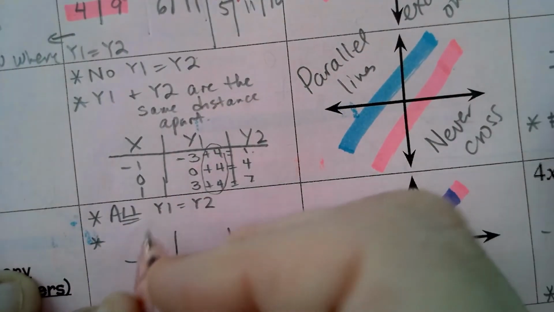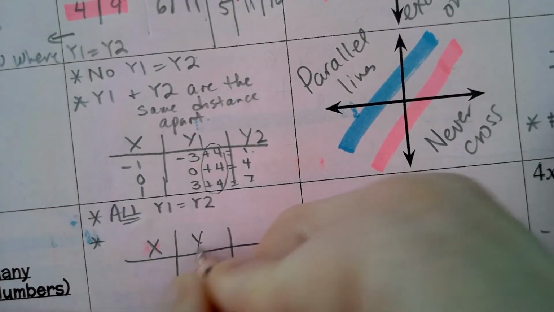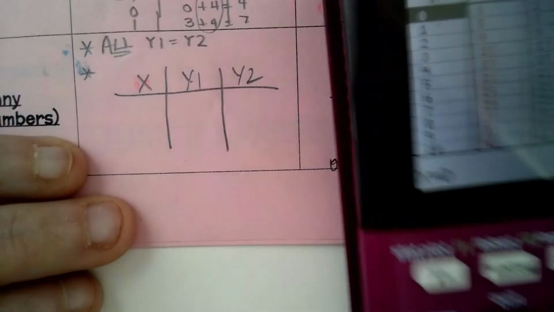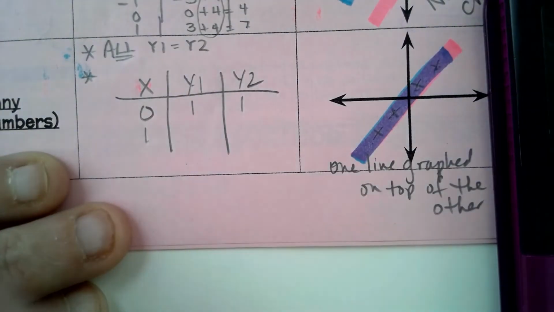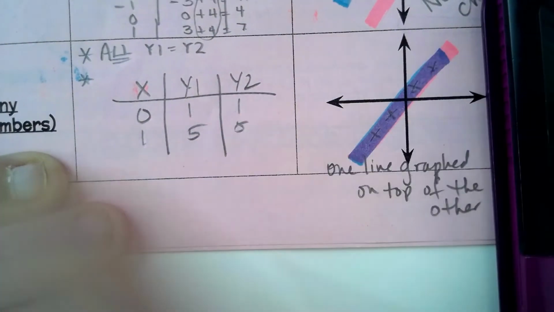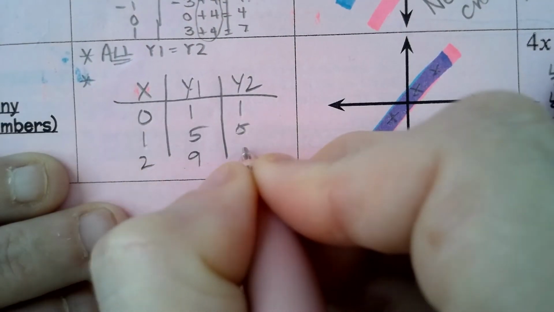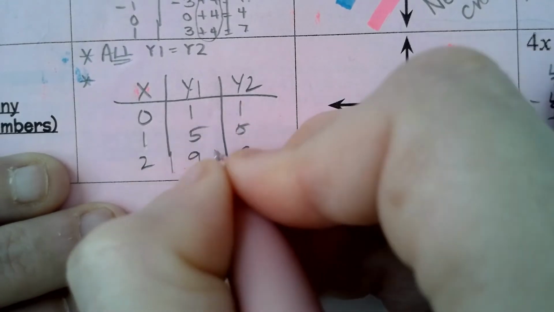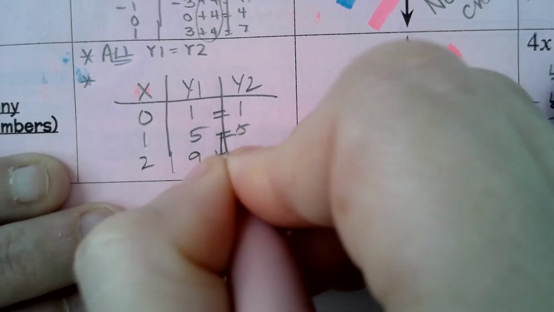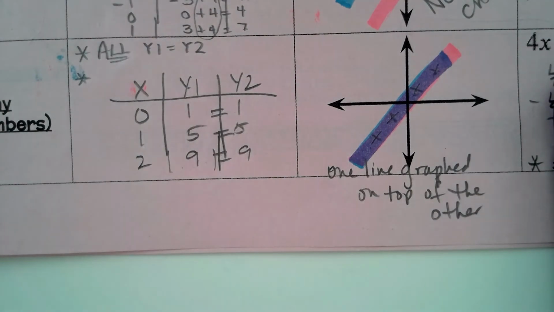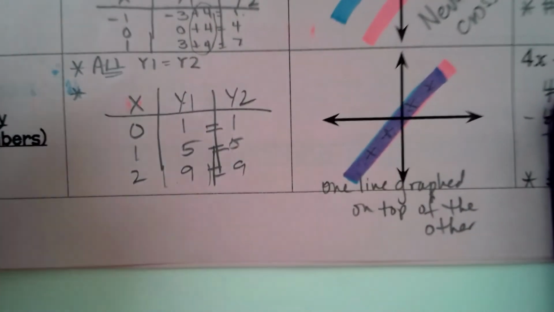Okay? And I never did tell you, I'm sorry, I never did do this. So for the table, I had x, y1, y2, right? And when I look, they're all the same. So at 0, y1 is 1, y2 is 1. At 1, y1 is 5, y2 is 5. At 2, y1 is 9, y2 is 9. They're always equal, my y1 and y2. So that means everything. So this is why, you see how up here we said only one row?